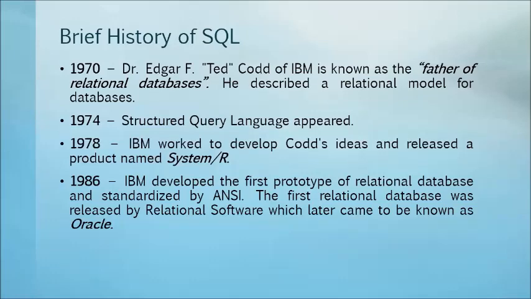In 1978, IBM worked to develop Codd's ideas and released a product named System/R. In 1986, IBM developed the first prototype of a relational database, standardized by ANSI. The first relational database was released by Relational Software, which later came to be known as Oracle.